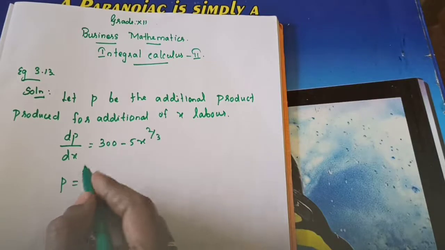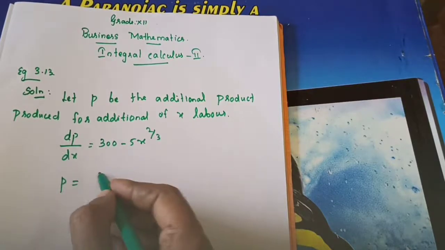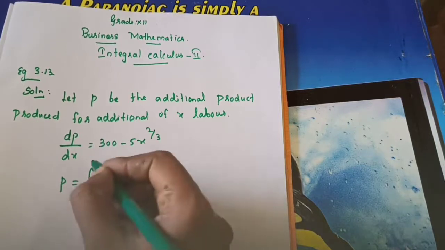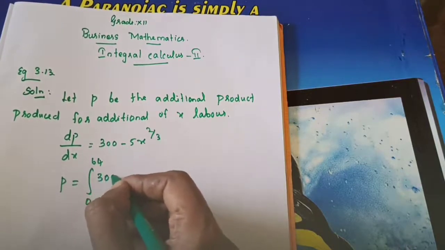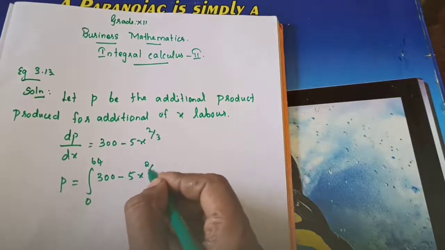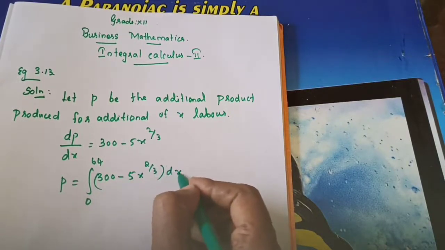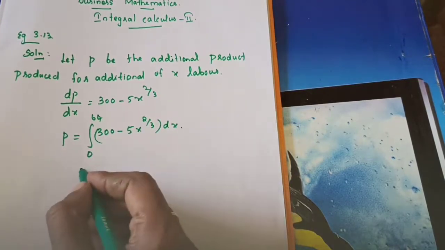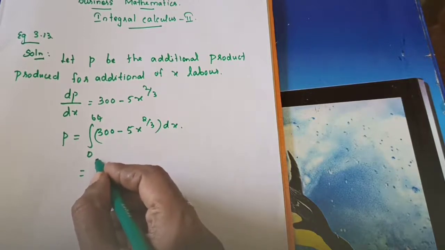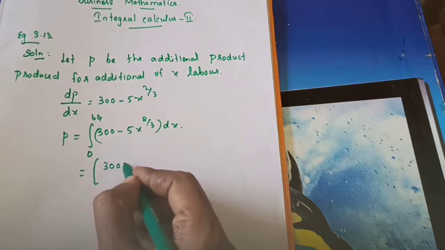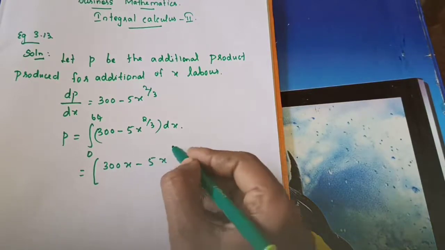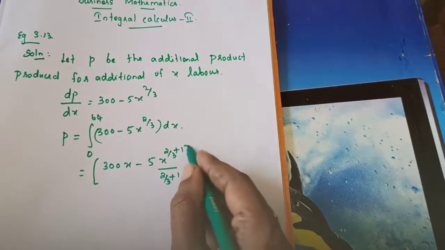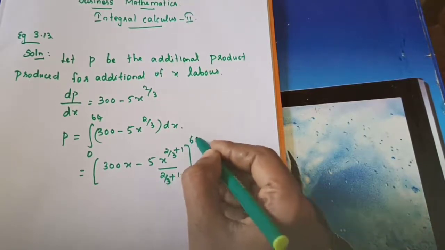So we will just integrate. From the differentiation, if you need the P value, what will you do? From differentiation to P means integration, is it right? The limit is from 0 to 64, integral of 300 minus 5x power 2 by 3 dx. Here the limit is there, so we won't put a constant. First, shall we integrate? So 300x minus 5 x power 2 by 3 plus 1, divided by 2 by 3 plus 1. Do it very carefully. The limit is from 0 to 64.